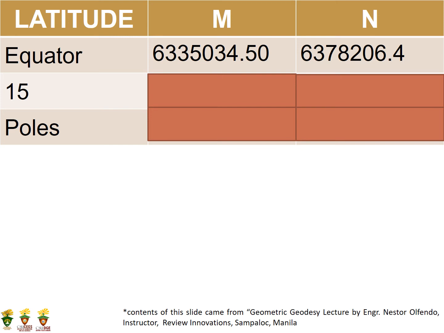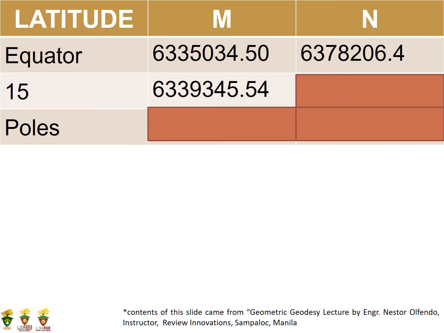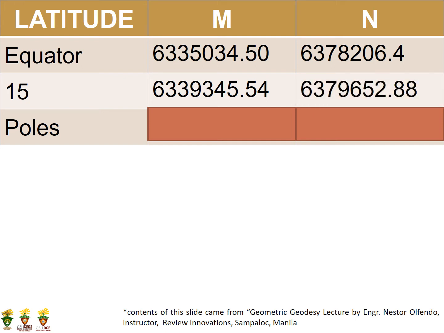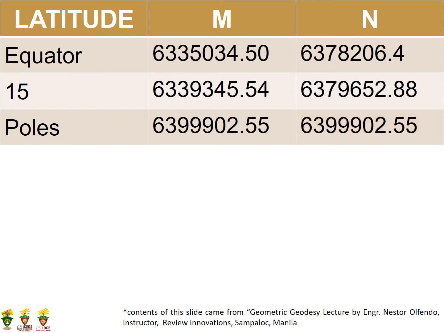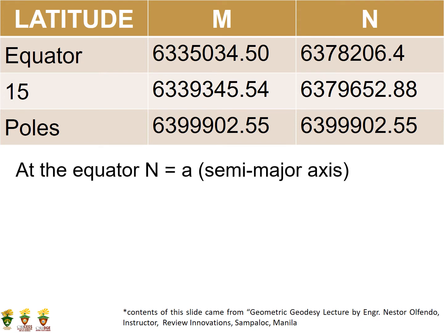We can have the value of M equal to 6339345.54, and for N is 6379652.88. And then at the poles, where the latitude is equal to 90 degrees, we can have the value of M as 6399902.55, and for N is 6399902.55.